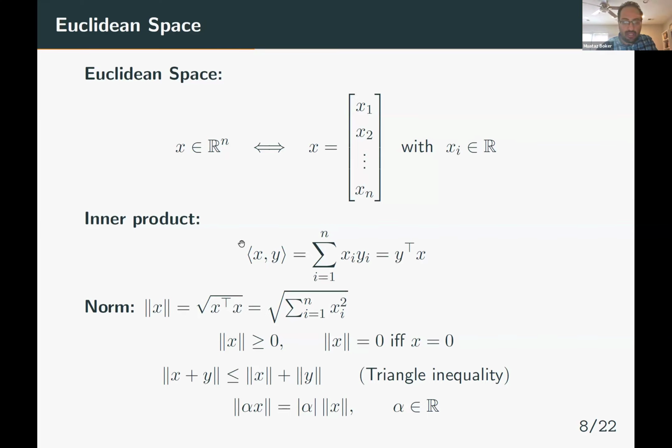Okay, so we have the triangle inequality. And also alpha, which is a scalar, times x, which is a vector. The norm of that will be the magnitude of alpha times the norm of x. Okay? Any question up to this point?